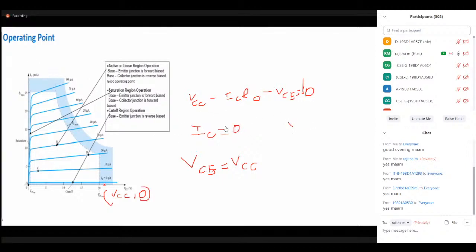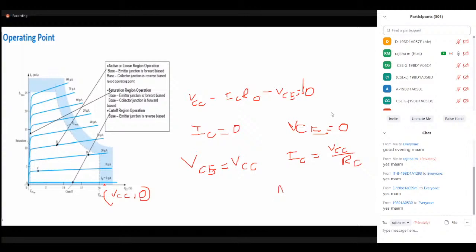Next, here in order to find node A, the x coordinate value is 0. Hence the collector to emitter voltage is 0. Hence the maximum amount of current flow, IC max, is equal to VCC divided by RC.